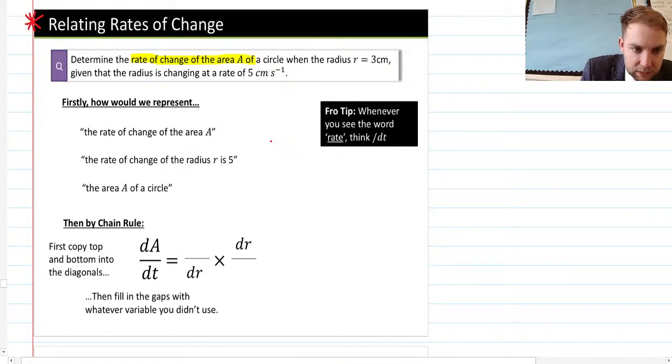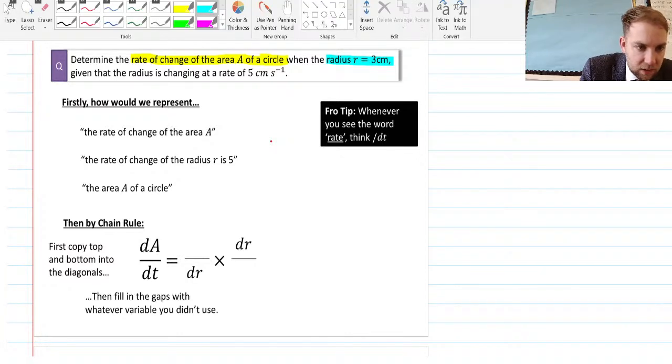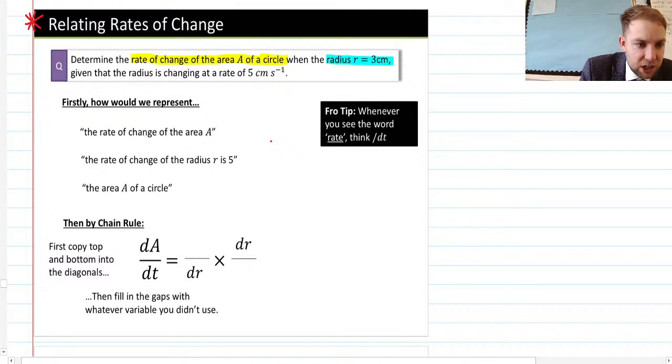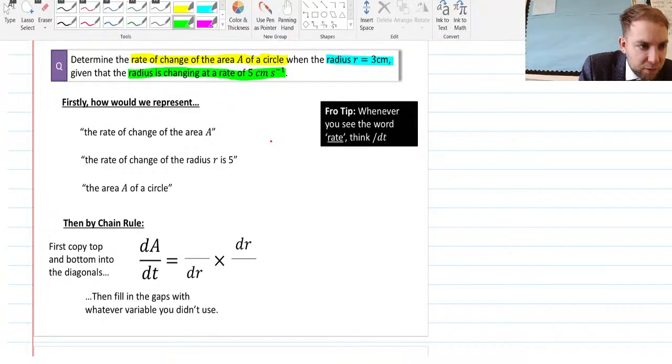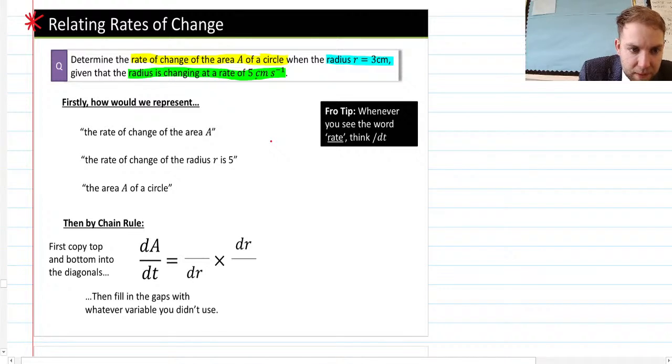I should probably highlight that as well. So, there's the first part. You've got to really get into the reading of this. When the radius is equal to 3, given that the radius is changing at a rate of 5 centimeters squared. Now, the thing to watch out for here, which I always find helps me, is to think about these units. The units will help you. The radius is changing at a rate of 5 centimeters squared.